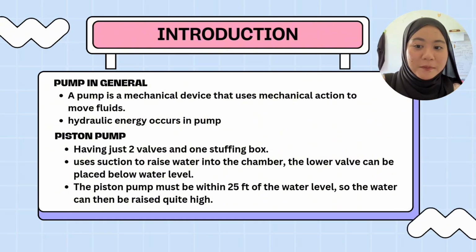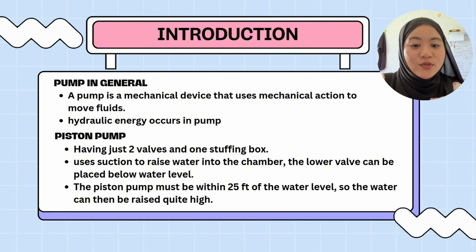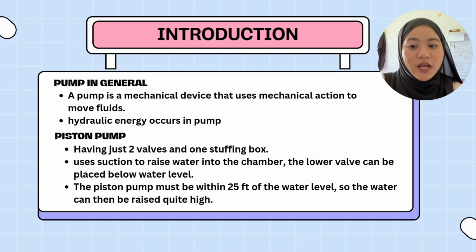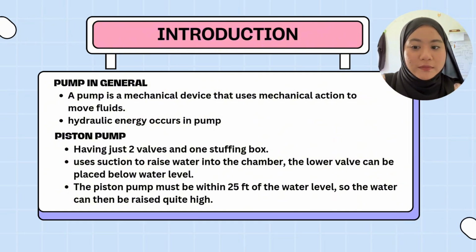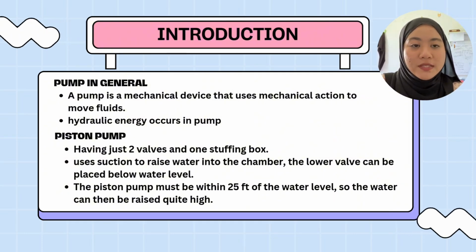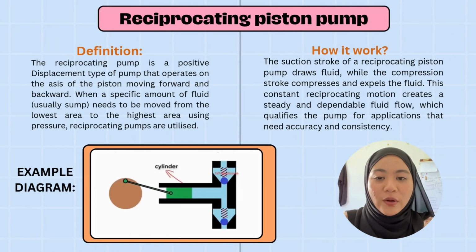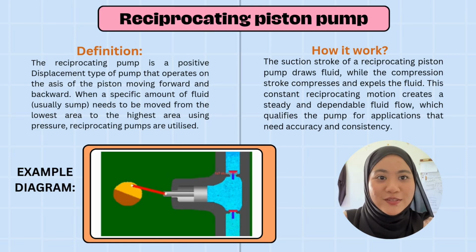So for the piston pump, it has just two valves and one stuffing box, and it uses suction to raise water into the chamber, and the lower valve can be placed below water level. And then for the piston pump, it must be within 25 feet of the water level, so the water can then be raised.